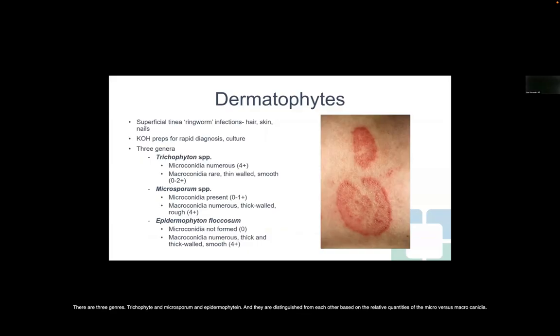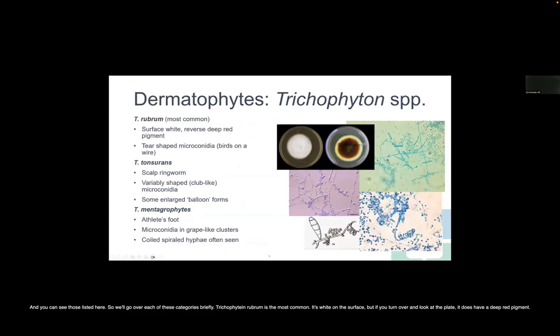There are 3 genera: Trichophyton, Microsporum, and Epidermophyton, and they are distinguished from each other based on the relative quantities of the micro versus macro conidia. And you can see those listed here. So we'll go over each of these categories briefly.